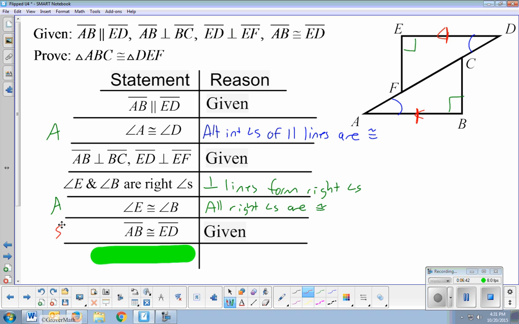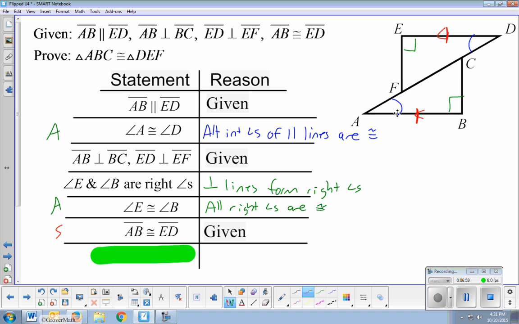Sometimes you're going to be given one, or usually not more than one, of the congruencies you need. Like I said, we're always looking for 3 pairs of congruencies. Sometimes you're given one of them. So that's just a gift. You just take it and move on. And so that is enough.